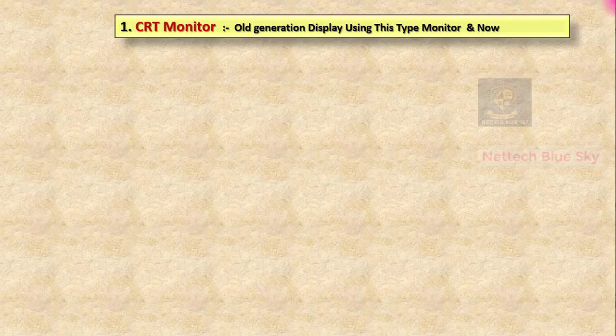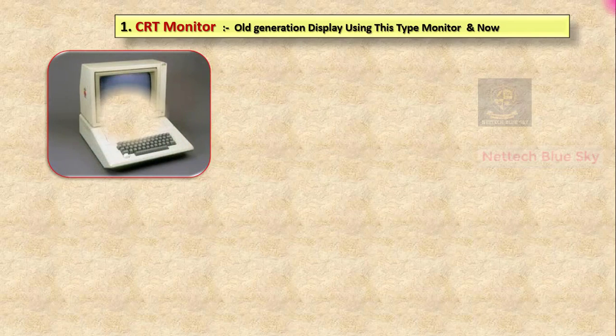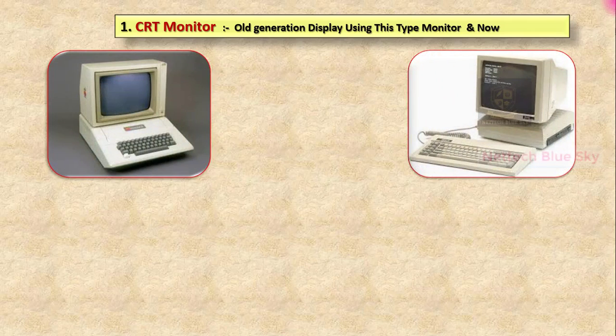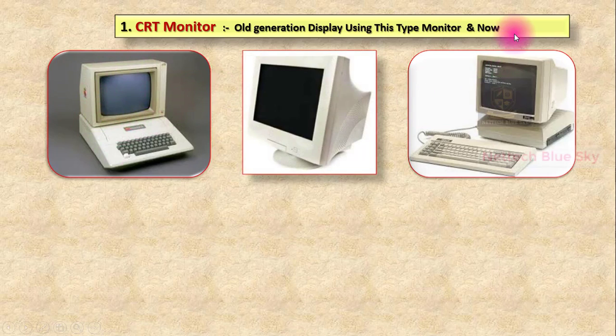CRT monitor. What is a CRT monitor? This is an old generation display using this type of monitor, and some places still have this type of monitor. This old generation type of computer and old type monitor is still around. So you may have seen this monitor, using this old generation CRT technology.